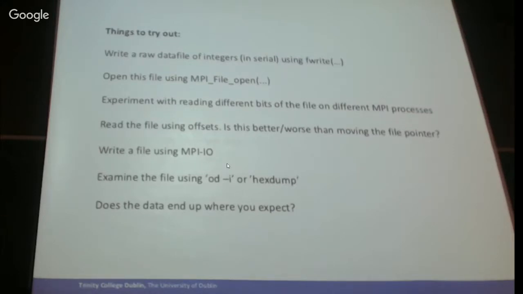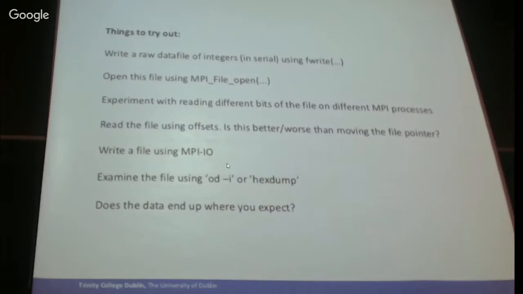We're at the break. What we're going to try and do is set up a situation where we can write a raw data file of integers. So we're going to use fwrite or something like that to just write out a string of raw integers to disk, and then play around with these using od or hexdump to make sure that we have the data that we think. And then we're going to try and open them using MPI file open and experiment, on our different MPI tasks, with reading different values from the file into different places. We'll try reading them in using offsets. We'll try reading them in moving the file pointer around.